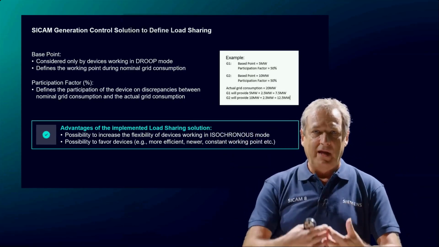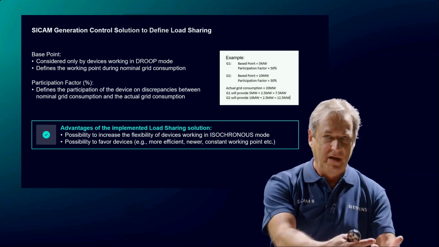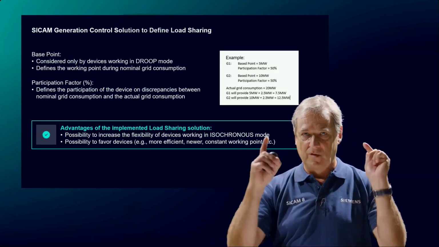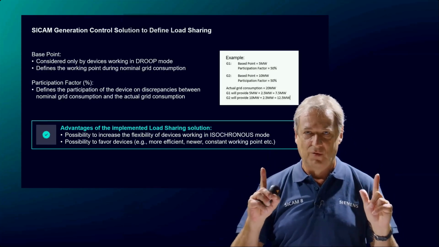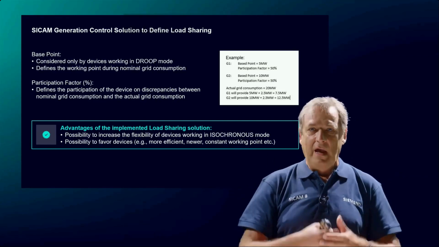Since both generators have a participation factor of 50%, each of them will end at 50% of this 5 megawatt. So you see, it is quite simple. You see it in the diagram.